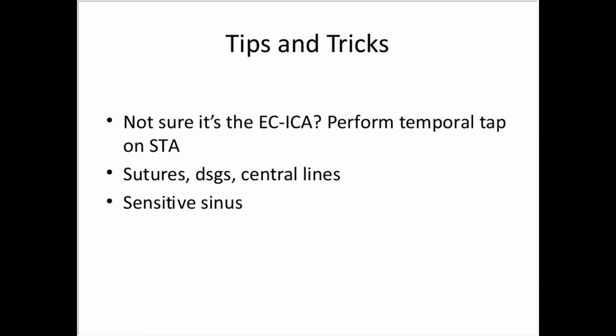If you're not sure it's the extracranial ICA, perform a temporal tap on the superficial temporal artery. And again, if you're on the external carotid, then you will see oscillations. Sometimes sutures, dressings, and central lines can get in the way. You may have to peel down some tape.